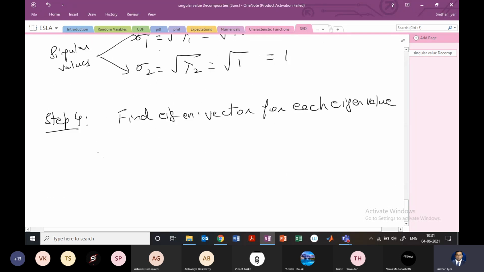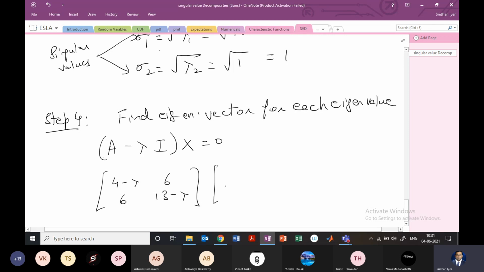So I'll rewrite the matrix for you. What we do in eigenvector is (A − λI)X = 0, right? So I'll write A minus lambda I for reference. So you have 4 minus lambda, 6, 6, 13 minus lambda, and you have X, which will be x1 and x2, because you have a 2 cross 2 matrix, and you have 0 and 0, right?